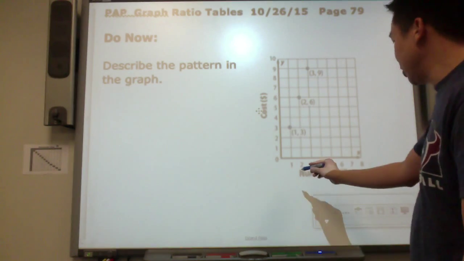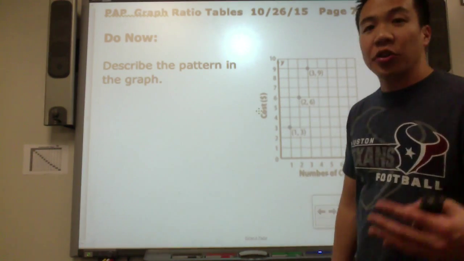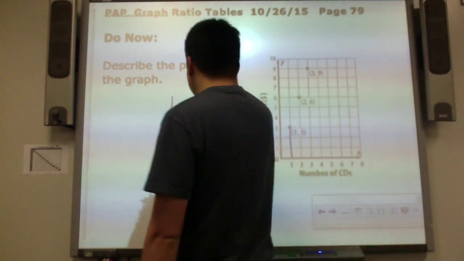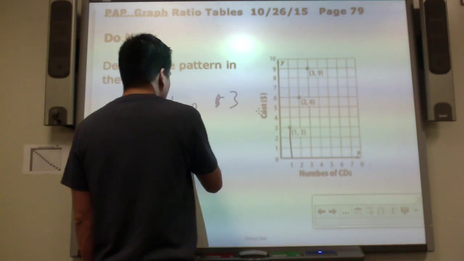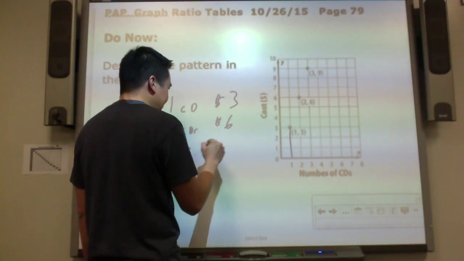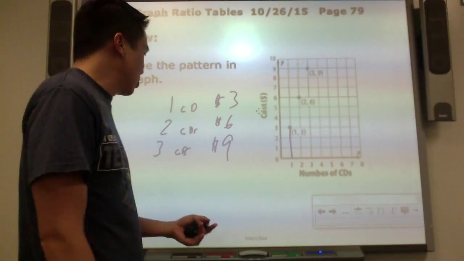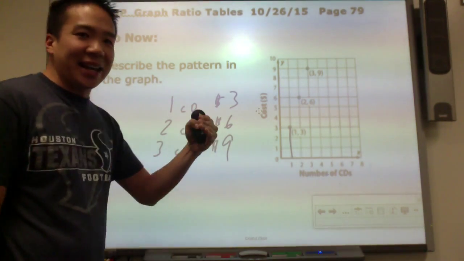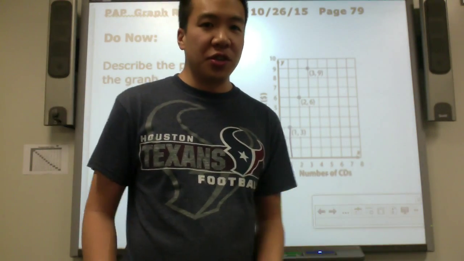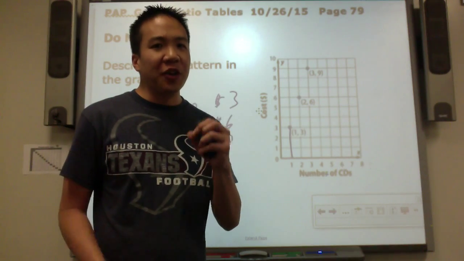From this, I can see the x-axis is the number of CDs. The y-axis is the costs. One CD costs $3. Two CDs, $6. Three CDs, $9. So from my prediction, every time you buy a CD, the price increases by $3. So it costs $3 per CD, or $3 for every one CD.